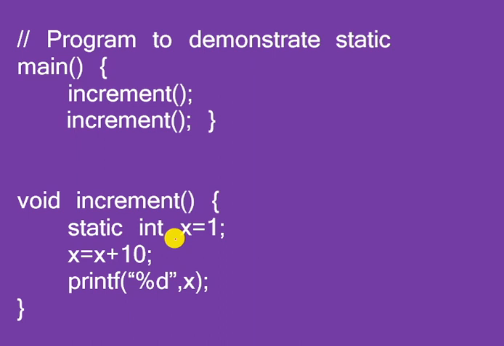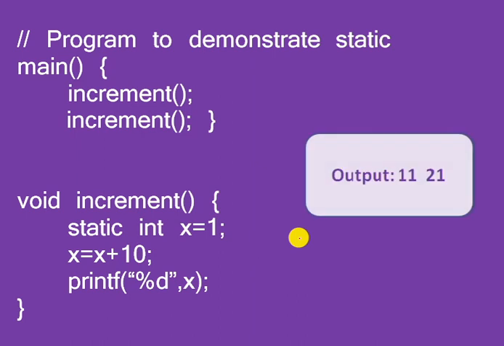That means if you increment, x is initialized the first time with 1, 10 plus 1 you will get 11. 11 is stored in x. If you try to call this same method again, now what is the x value? x is not initialized again. Whatever the x value is, 11. So 11 is incremented by 10, you will get 21. So that is the concept of static. So you will get the output as 11 and 21.